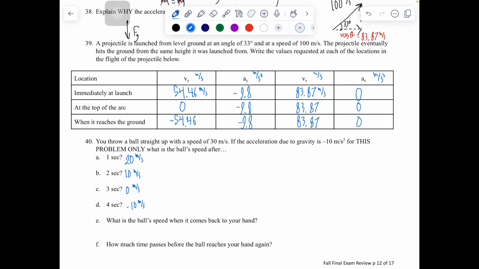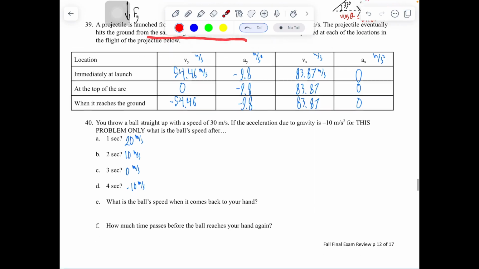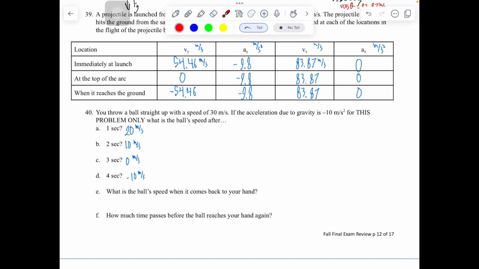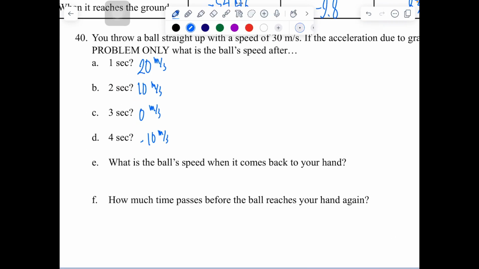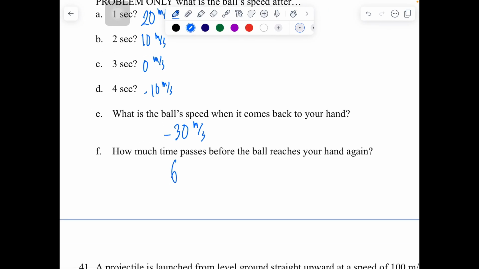What is the ball's speed when it comes back to your hand? We'll use the same knowledge we have here. When it reaches the same height it was launched from, it's whatever speed it was launched with, right in the y direction, but in the opposite direction. If it leaves your hand vertically going 30 meters a second, it comes back going 30 meters a second, just in the opposite direction. How much time passes? Well, 1 second was 20, 2 was 10, 3 was 0, 4 was negative 10, 5 would be negative 20, 6 would be negative 30. 6 seconds passes.